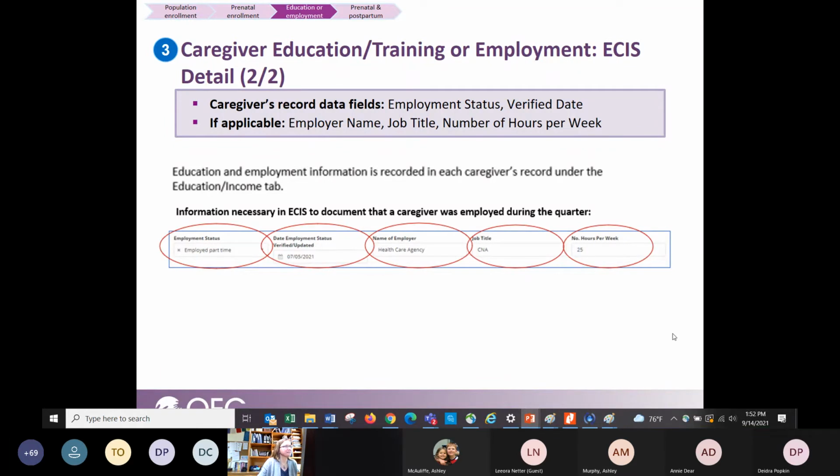So it's employment status. That's obviously employed full-time, part-time, or not at all. And then the date verified, which we talked about, the name of employer, job title, and number of hours per week. Just to note, that has to be at least 20. Yeah, and I think we covered this metric.